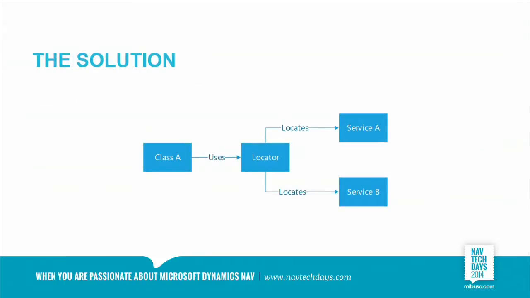The solution to this problem is to introduce a locator in between. So my class instead talks to the locator. It doesn't talk directly to service A or service B. It calls the locator, the locator locates the services, and then my class just continues working. If anything is changed, I never need to change the class. When I change service A or service B, or I introduce service C, my class A should stay the same. I shouldn't touch class A, which means my NAV code stays the same.